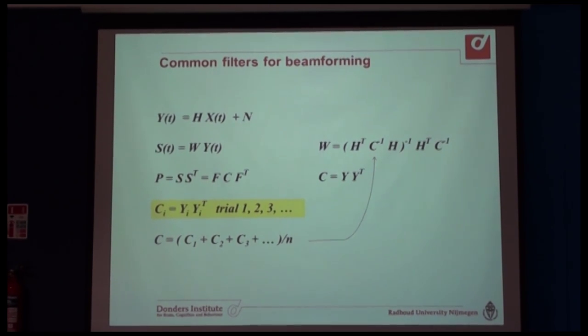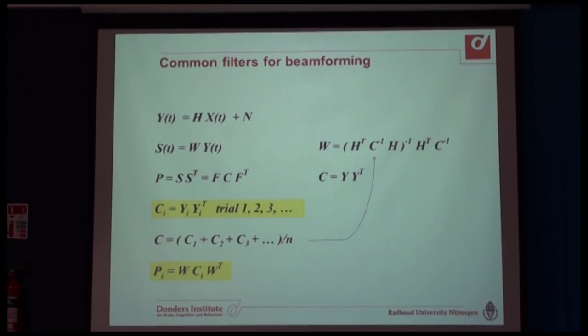Of course, I can try to compute single trial beamformers, but the estimate of my covariance is very poor. So single trial beamformers are extremely noisy. That's why we always compute beamformers on the averaged covariance matrix or on the average cross-spectral density matrix. So here you see the averaging over all the trials.